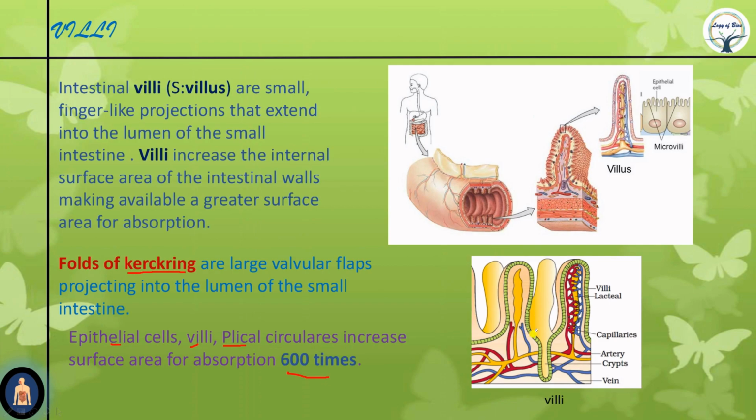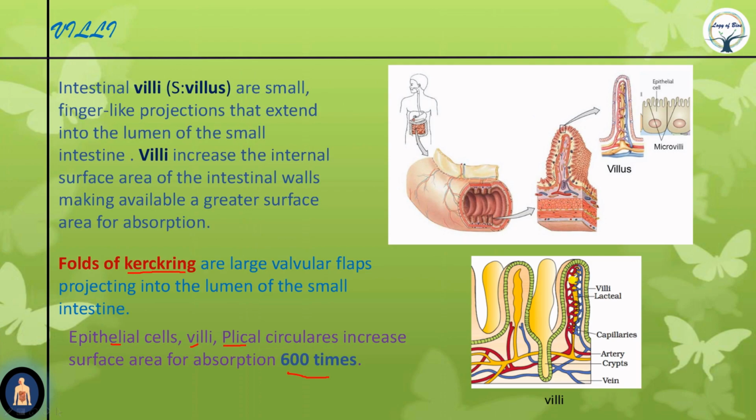So this is a typical structure of villi from the NCERT. This is the crypt. Crypt is a gland. Intestinal glands are known as crypts. Now artery, veins, and this green portion is the epithelial cells. There are capillaries. Lacteal is the lymph vessel.